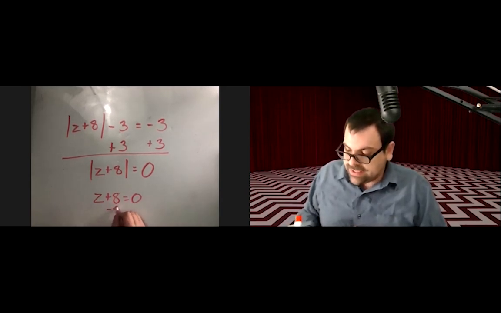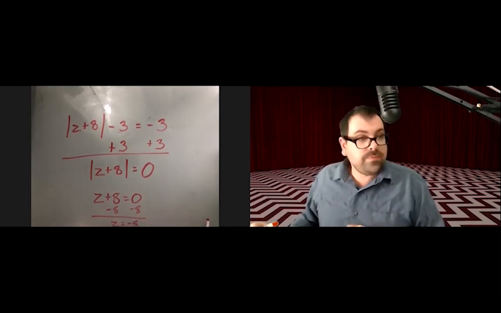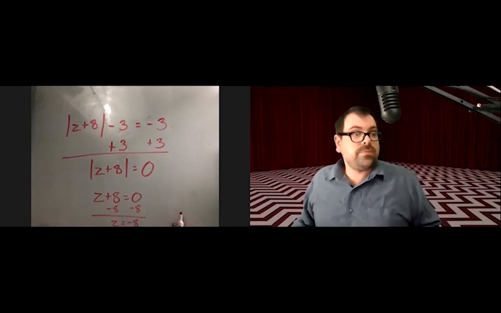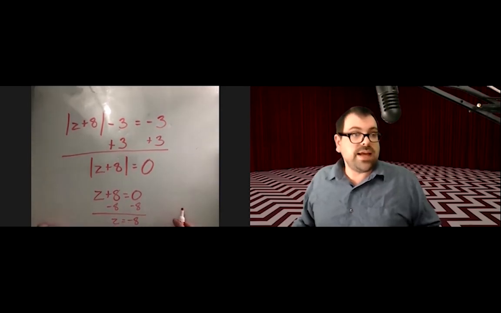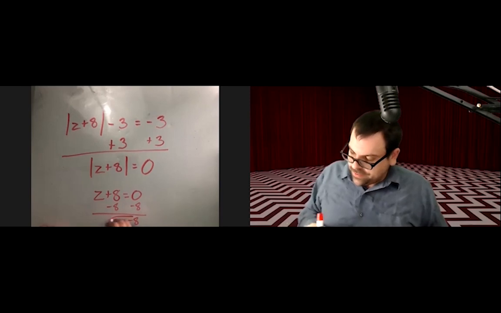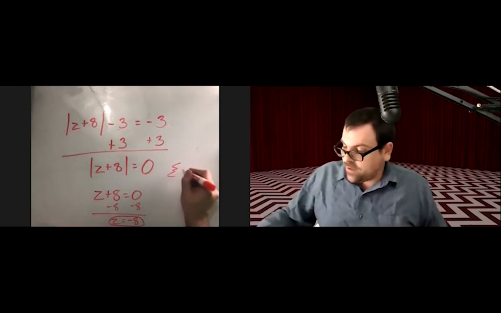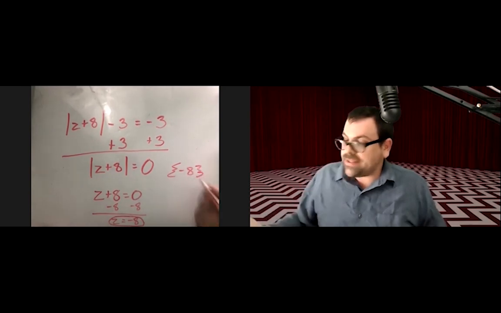Subtract 8 from both sides. z equals -8. One answer only. A set containing one element if you needed to write it as a set.